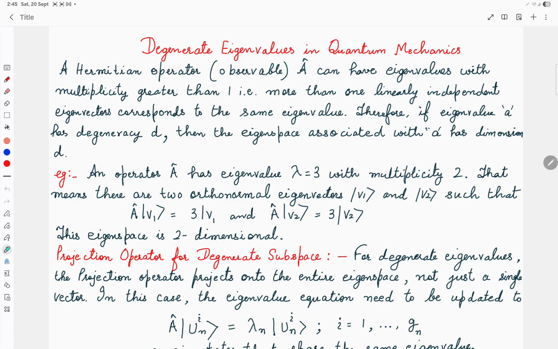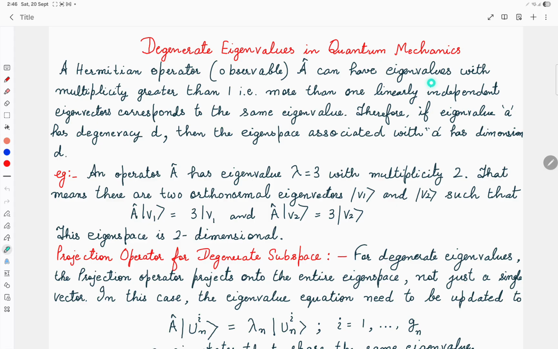Now the eigenvalues can have multiplicity greater than 1. This is a case of degenerate eigenvalues. So what are degenerate eigenvalues? When any one or more eigenvalues have more than one eigenvector associated with them. So if an eigenvalue has more than one eigenvector associated with it, then it is a case of degenerate eigenvalues. If every eigenvalue has distinct eigenvectors, then this is a case of non-degenerate eigenvalues.